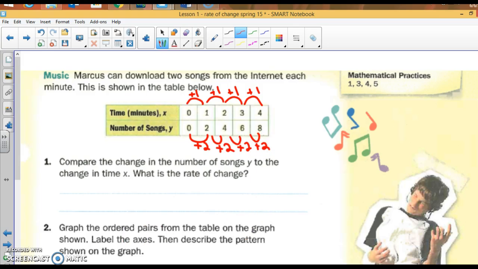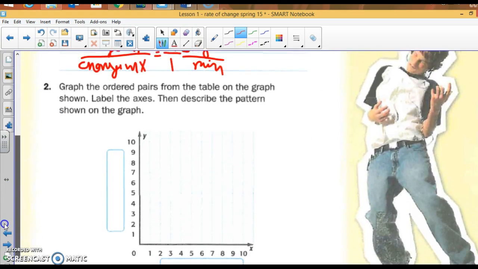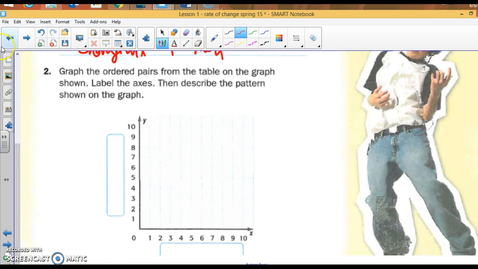Now, to see if that's a constant rate of change, you are always doing the change in y over the change in x. So, the change in y is 2, the change in x is 1. It will be the same the whole way through. So that is a constant rate of change of 2 songs per minute. And we've really done a lot of that all year long. It's not a giant change from what we've been doing.